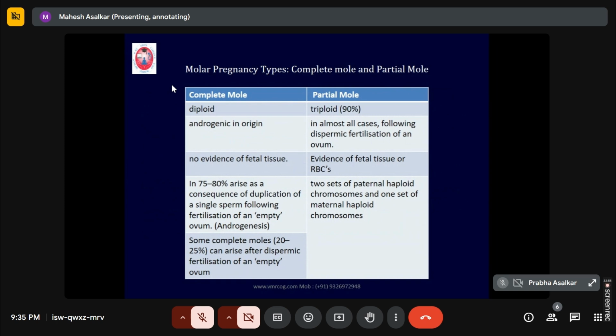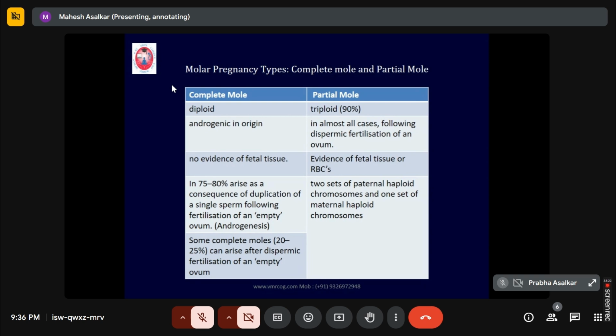Okay, so this phenomenon, androgenesis, is responsible for the development of the complete mole. That is why it is diploid. The chromosome number is the same because the 23 chromosomes of the sperm get duplicated, so it forms a diploid, 46 chromosomes. And some complete moles, that is 20-25%, can arise from a dispermic fertilization of an empty ovum.